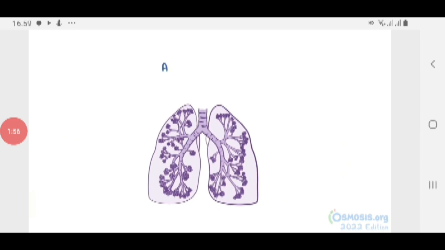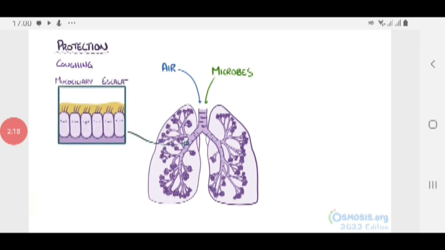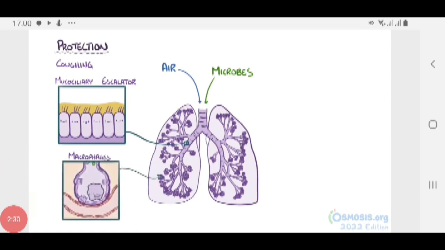Now, in addition to air, you're constantly breathing in other stuff, like microbes. But we're usually pretty good at protecting ourselves. For example, we have mechanical techniques like coughing, a mucociliary escalator that lines the entire airway and moves out larger bacteria, and macrophages that are nestled deep inside the alveoli and ready to destroy anything that lands there.